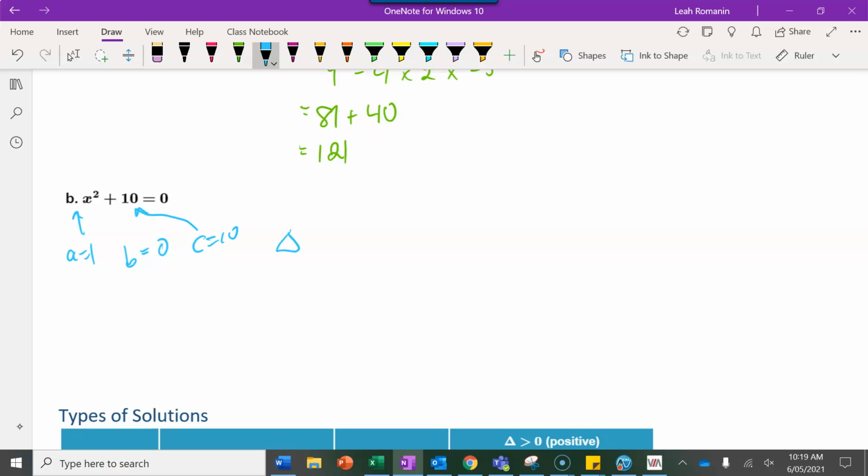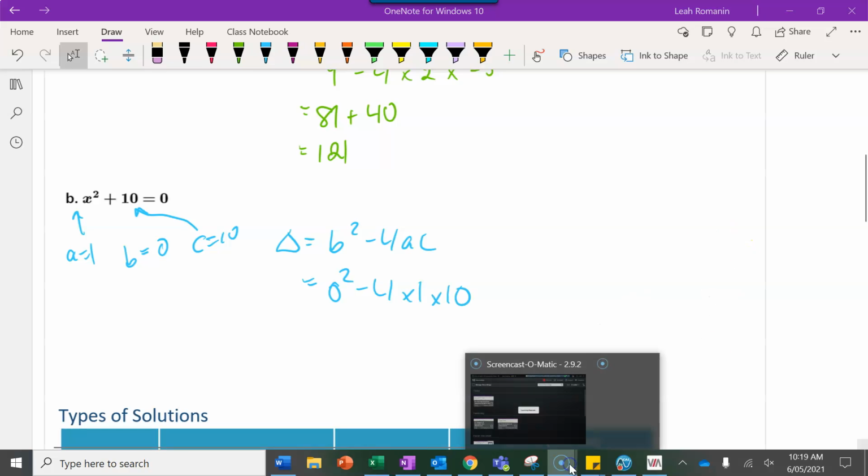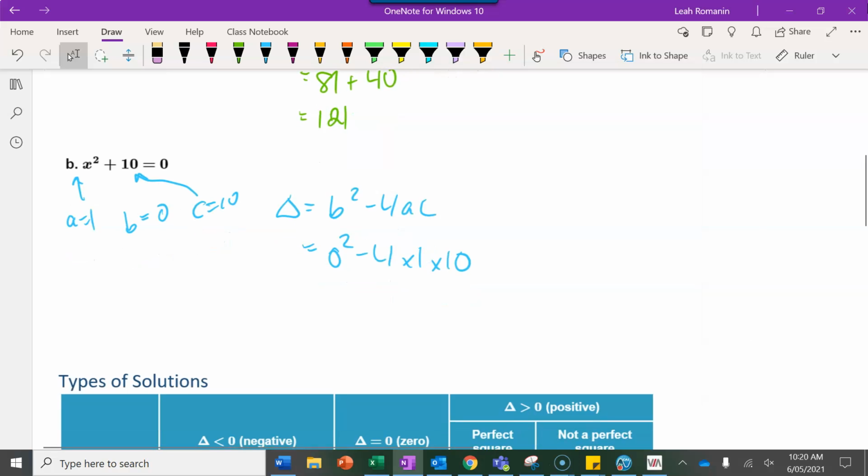So I'm going to find how many solutions I've got. I've got b squared minus 4ac. I'm plugging in all my numbers. So I've got 0 squared minus 4 times 1 times 10. So I've got 0 squared, which is obviously just 0, minus 4 times 1, which is negative 4, times 10, which is negative 40. So my discriminant is going to be equal to negative 40.